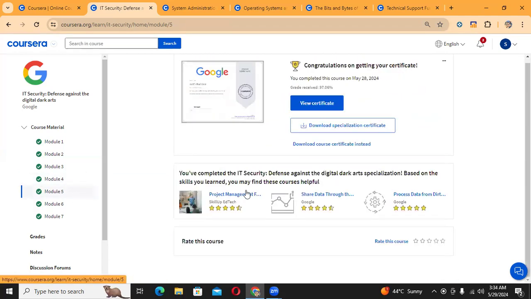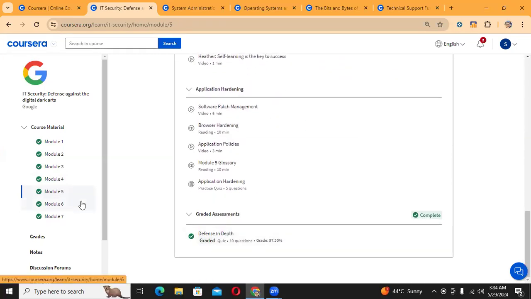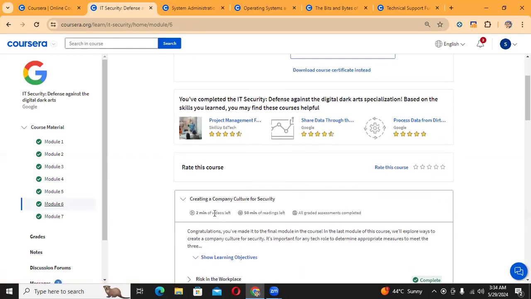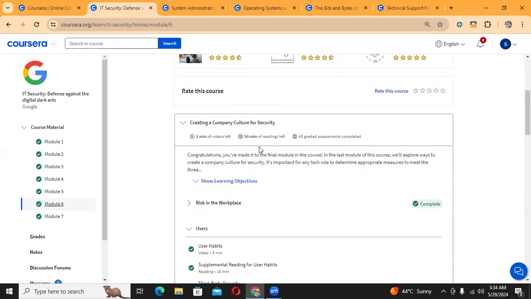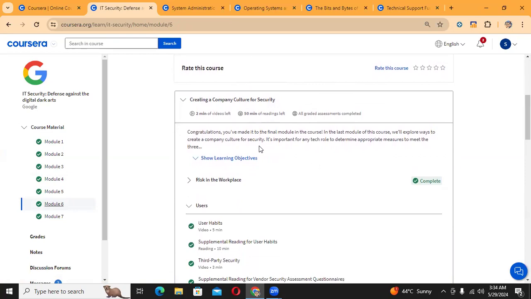So let's move on to the fifth module, sixth module, sorry. It's about defense, creating a culture for security: the concept of defense in depth, security policies and procedures, incident response planning and execution, and security assessments.